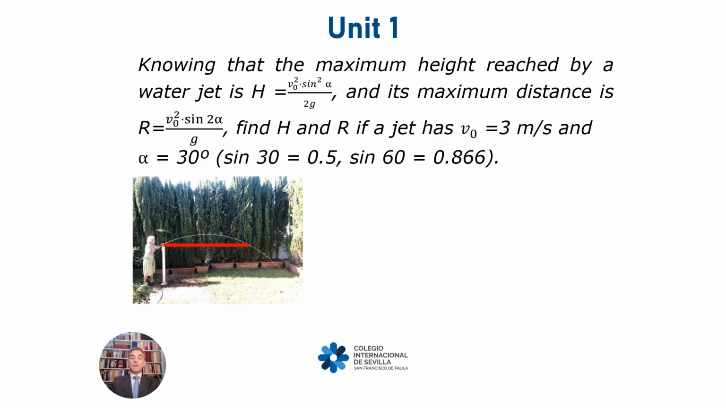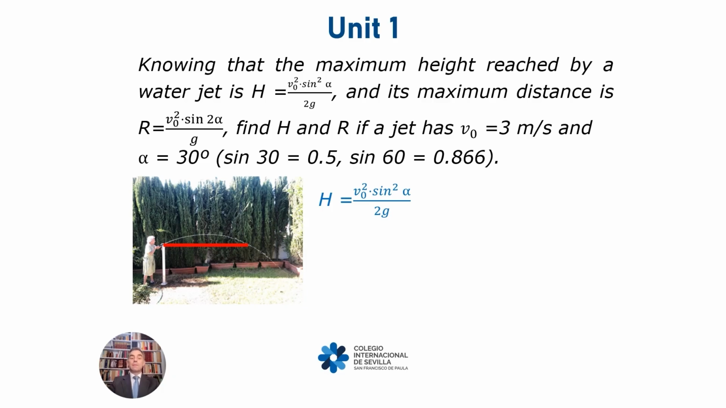Then find the value of H and R if a jet has an initial speed of 3 meters per second and it starts at 30 degrees above the horizontal. We are given the values of the sine of 30 degrees, which is 0.5, and the sine of 60 degrees, twice 30, which is 0.866. Therefore, let's start with the formula of the height.